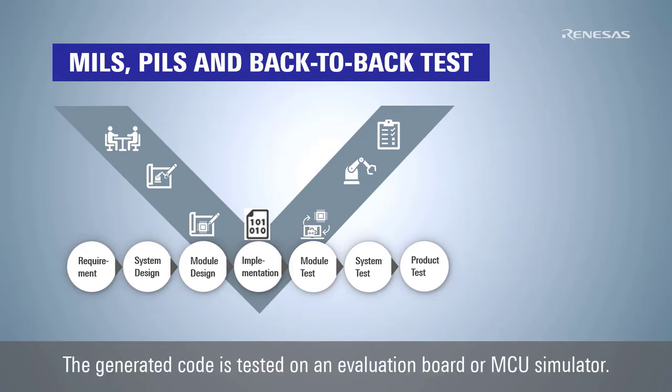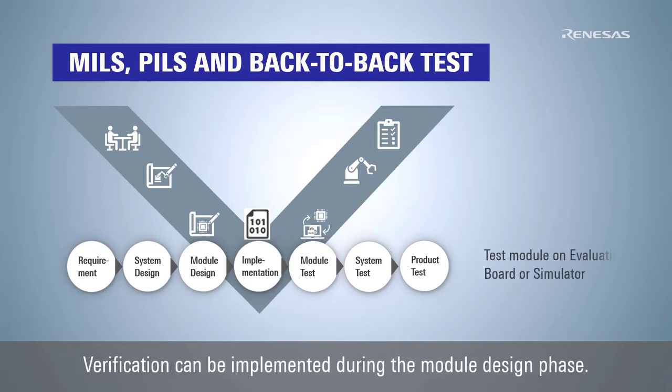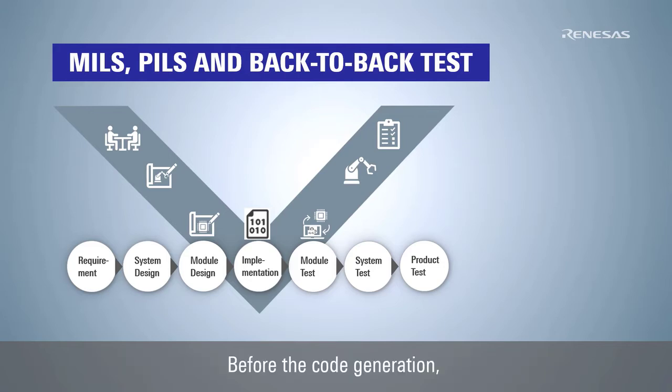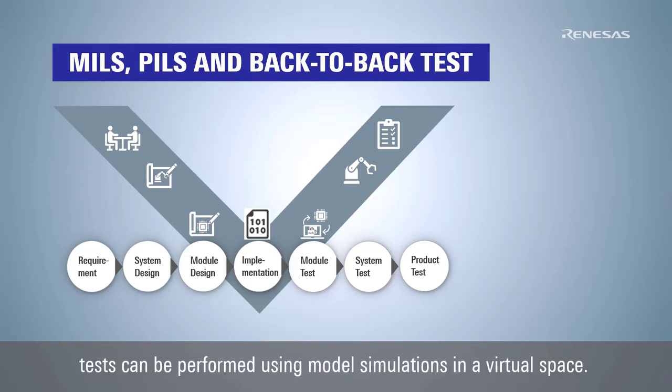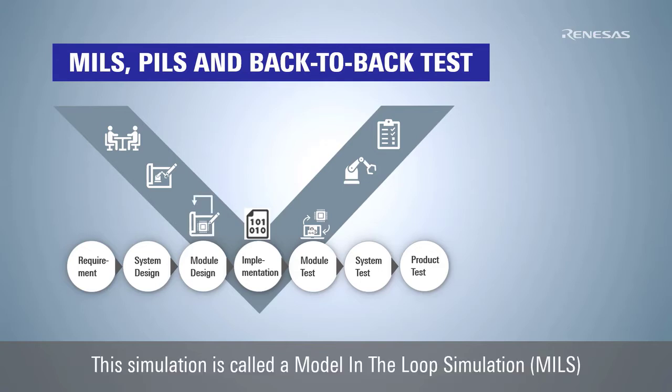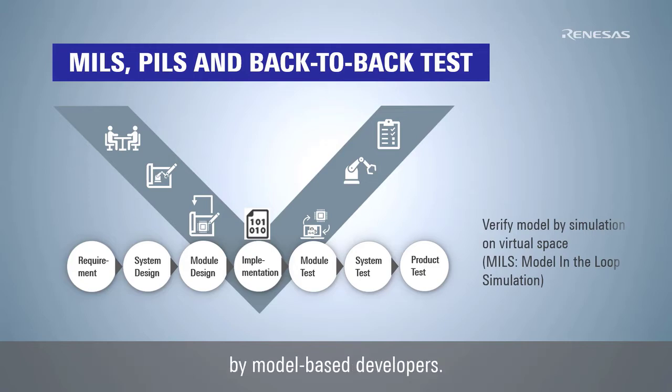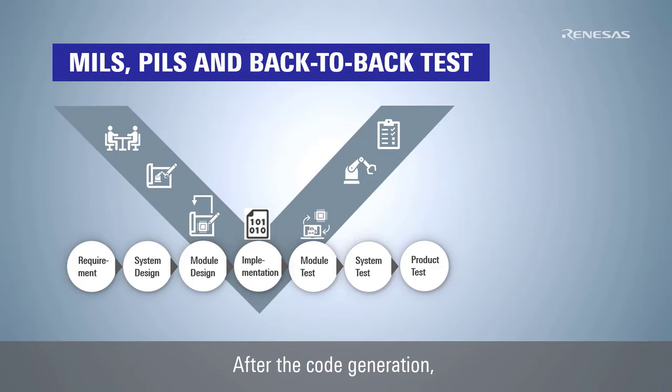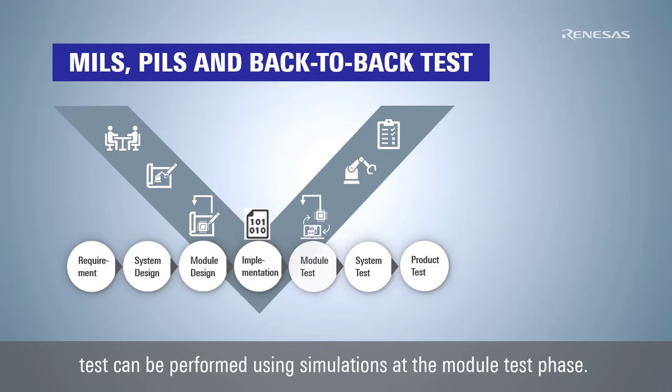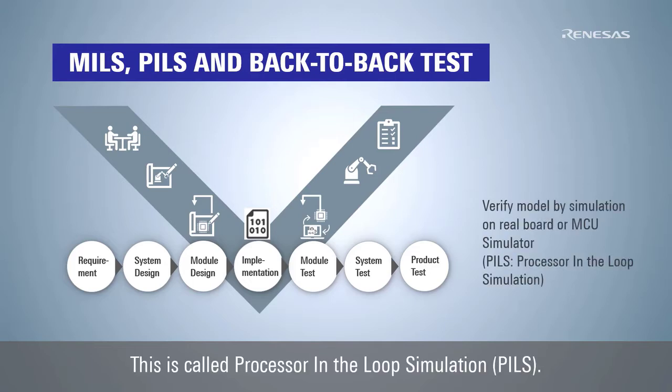The generated code is tested on an evaluation board or MCU simulator. Verification can be implemented during the module design phase. Before the code generation, tests can be performed using model simulations in a virtual space. This simulation is called a model-in-the-loop simulation, or MILS, by model-based developers. After the code generation, tests can be performed using simulations at the module test phase. This is called a processor-in-the-loop simulation, or PILS.